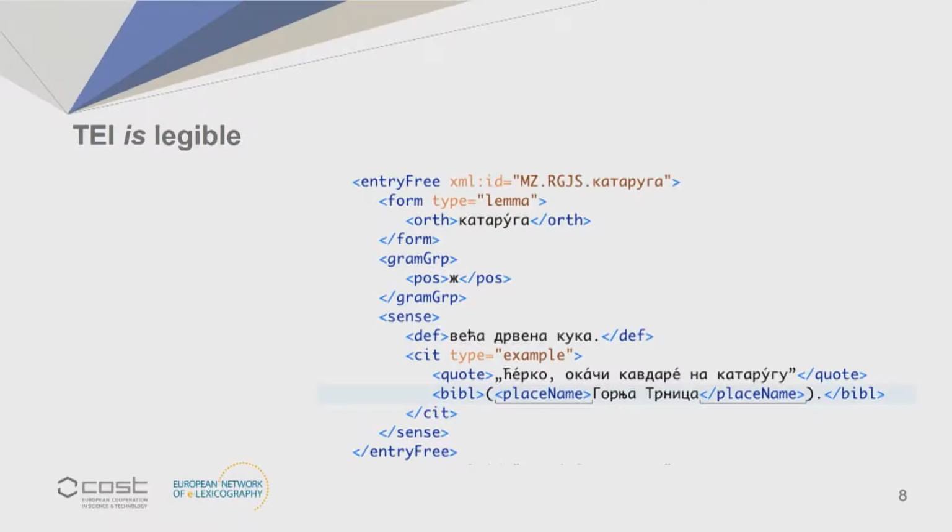So what are the things that speak in favor of TEI? It's legible. If you give any lexicographer something like this, even if they don't speak Serbian, even if they don't read the Cyrillic alphabet, they will know what this is. They will know it's an entry. They will find their way around it.